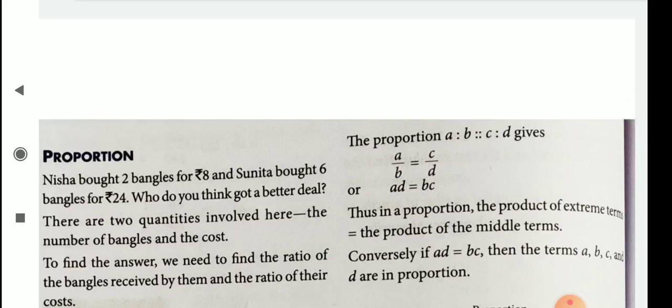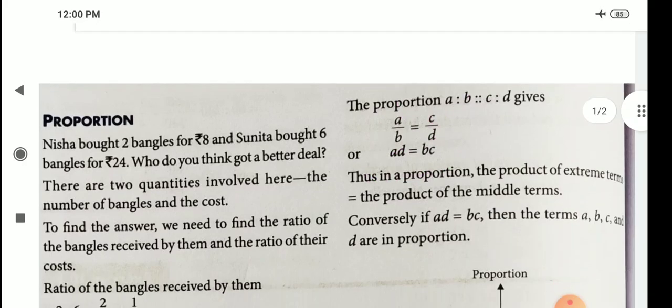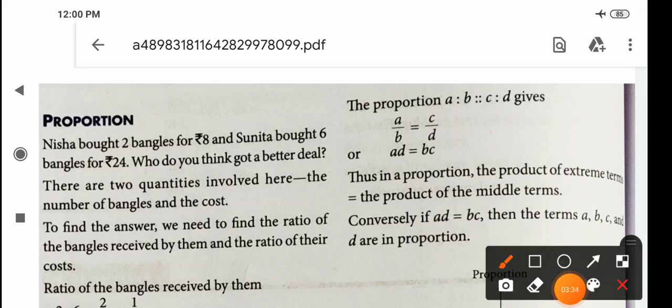Then the proportion A is to B double colon C is to D gives A/B equal to C/D, and we write like this: AD equal to BC. Okay. Thus, in a proportion, the product of extreme terms equals the product of middle terms. So, this is one rule, children, you remember. The product of extremes, means A and D, AD, equals the product of middle terms B and C, AD equal to BC.